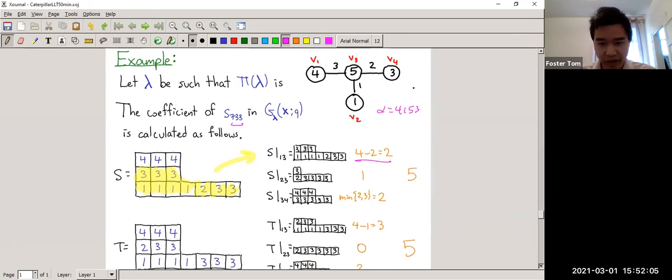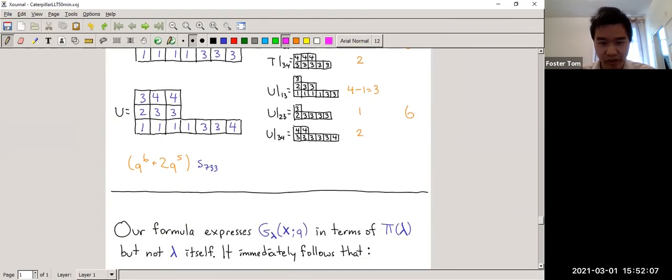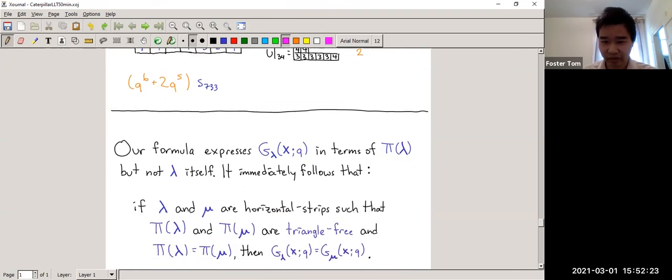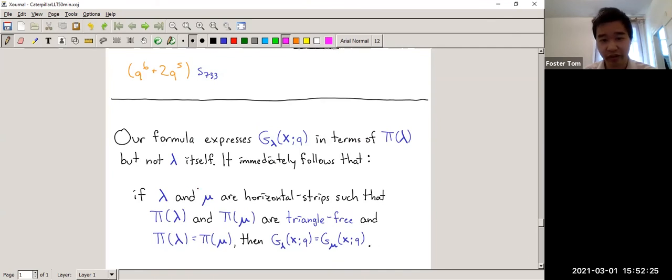I've got just a couple minutes, so I just have one remark to make at the end. So if I have my LLT polynomial indexed by a tuple of rows, I didn't actually really need to know the tuple of rows. I only really needed to know this weighted graph. So it follows directly that if I have 2 different tuples, but they have the same weighted graph, and we're in this triangle free case, then they have the same LLT polynomial.